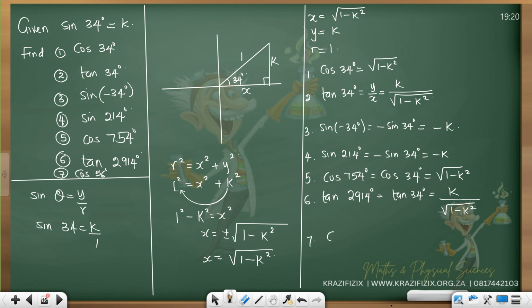All right, number 7. Cos 56. Quickly ask yourself, what is the relationship between 56 and 34? They add up to 90. By the way, do you know that if I were to come here, what would that angle be? 90 minus 34, 56. Sum of angles in a triangle. So I know that cos 56, I could use this one straight, or I know it's the same as sine what? 34. Because 34 plus 56 will give me what? 90.